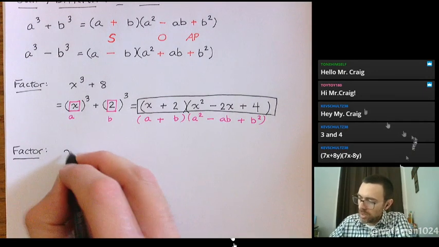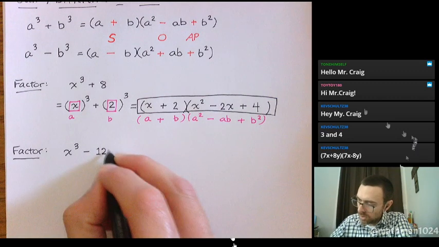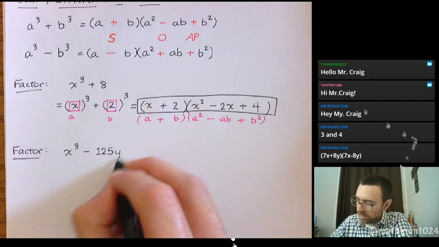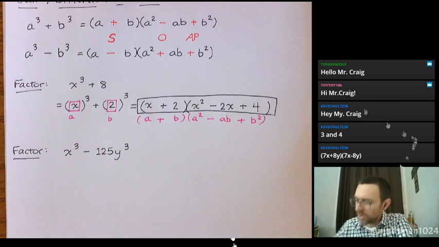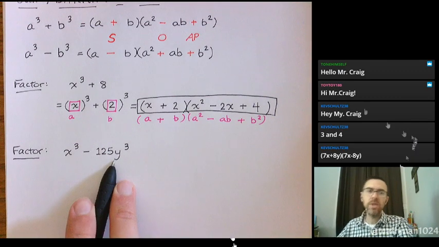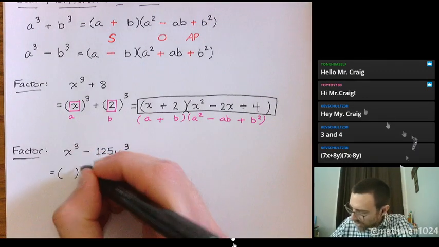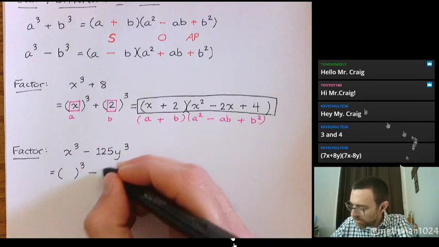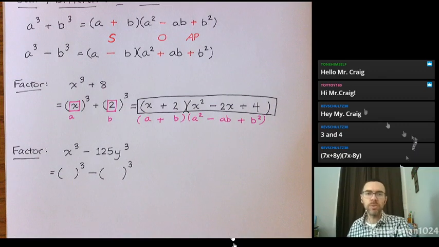Let's see. Let's do x to the third minus 125 y to the third. Again, if you know your squares and your cubes, it makes factoring so much easier when it comes to these binomials. First, is there a common factor between these two terms? The answer is no. But can I write this as something cubed minus something else cubed? Can we identify what those two somethings are?